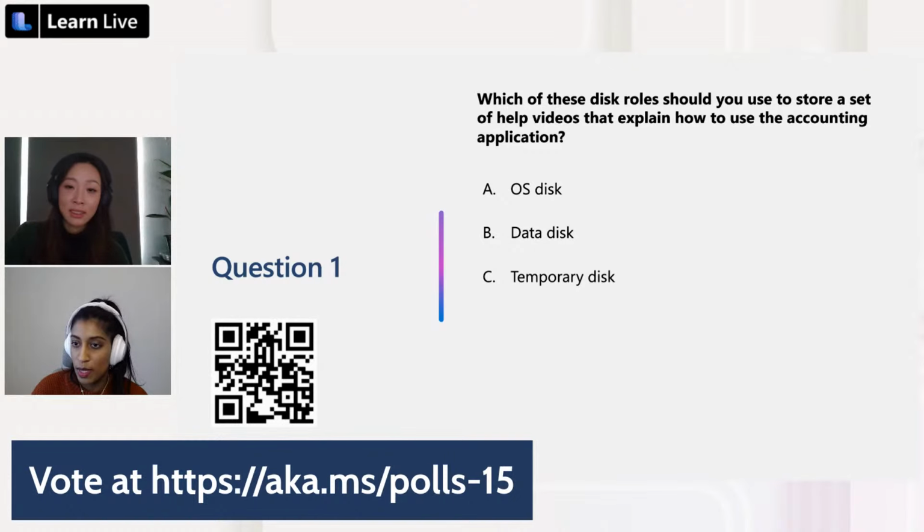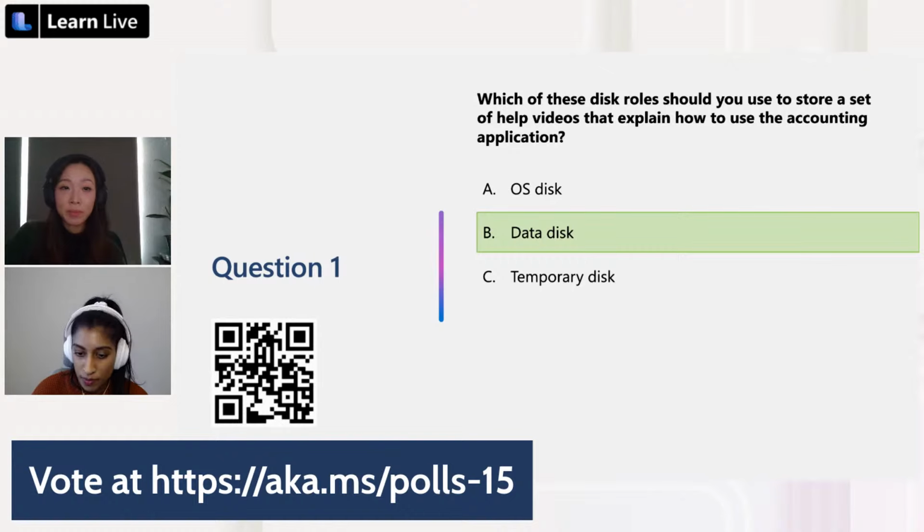I think most of the people who answered got the answer right. The answer is data disk. And just as a recap, the OS disk is used to store the operating system files, and a temporary disk does not store the data permanently, so the help videos could get deleted in a temporary disk, so data disk is the right option.